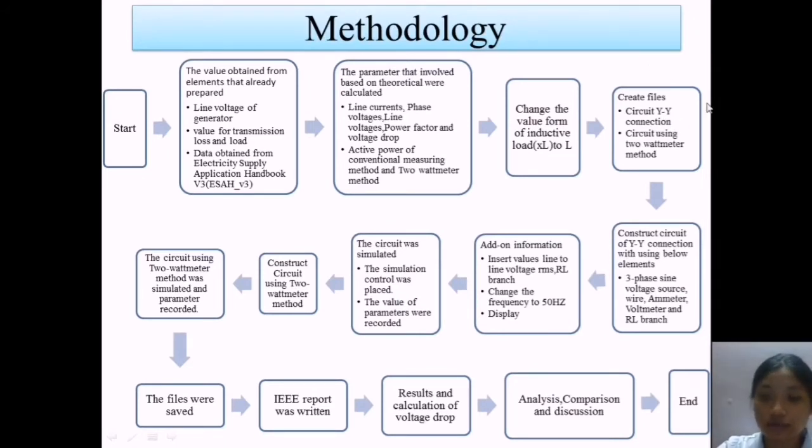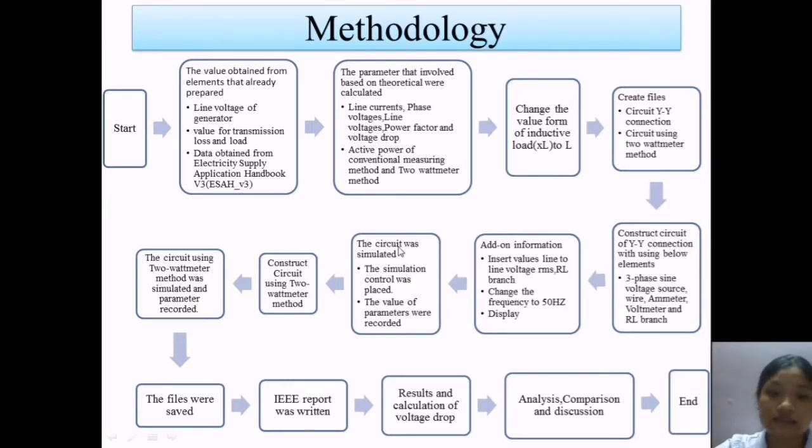The next step is to create the files that have the circuit of the YY connection and the circuit using the 2-wattmeter method in the software. Later, I will construct the circuit of the YY connection using the following elements: the three-phase sine voltage source, wire, ammeter, voltmeter, and RL branch. Next, I will add the information in this circuit. Insert the line-to-line voltage RMS and the RL branch. Change the frequency to 50 Hz because that refers to the handbook, which is 50 Hz. And display all the values in this circuit, so it is easy for me to see all the values.